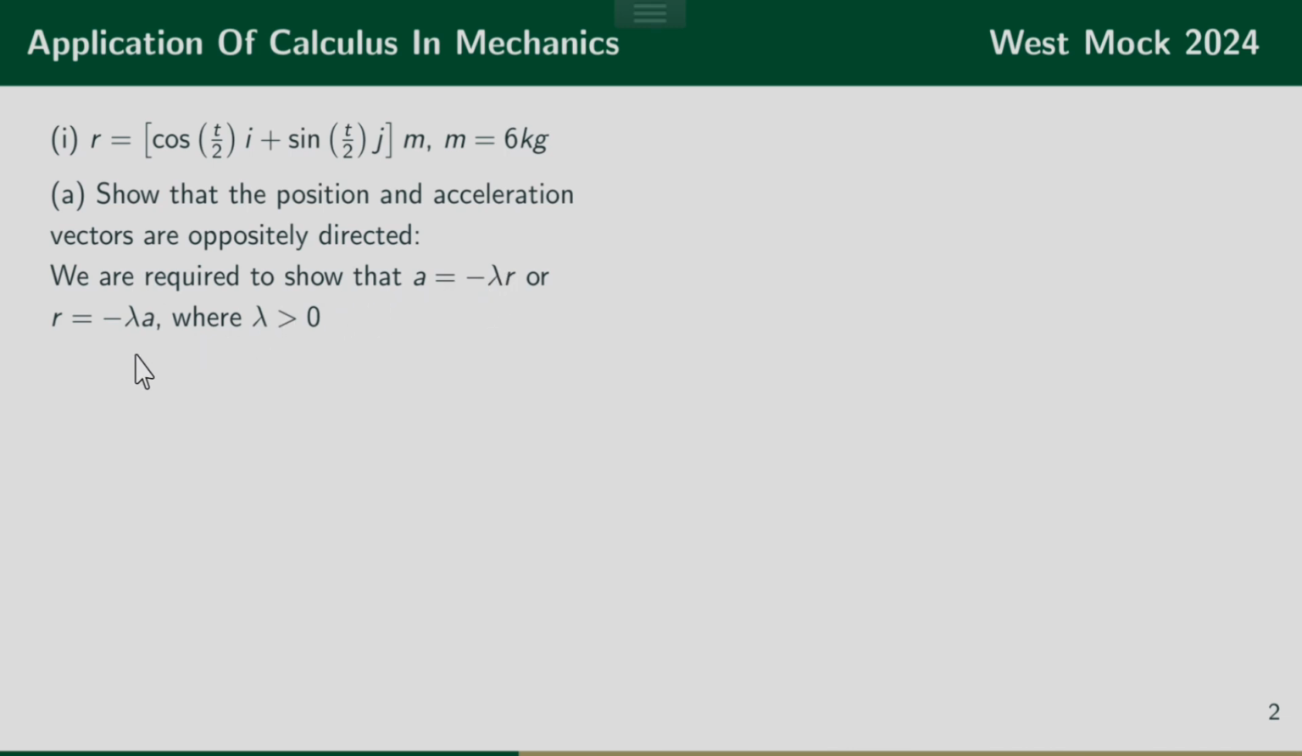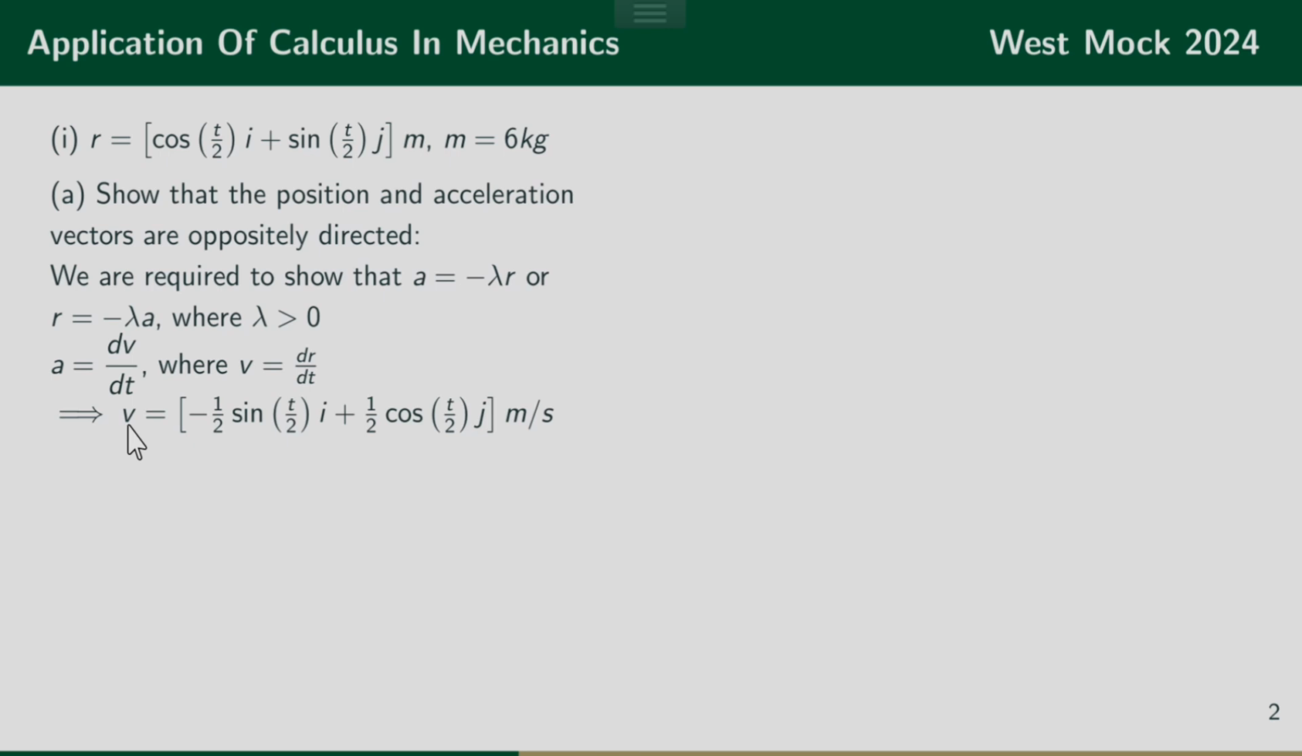Now we just have to find the acceleration vector of that particle and then compare it with the position vector to see that one is a scalar multiple of the other, with the scalar being negative. All right, let us proceed. We know that the acceleration is the derivative of the velocity, where the velocity is the derivative of the position vector. So I will need to find the derivative of this position vector to obtain the velocity, and then the derivative of the velocity to obtain the acceleration.